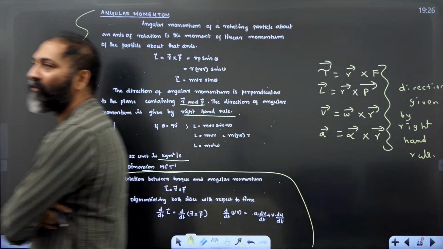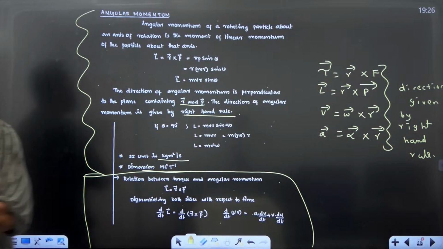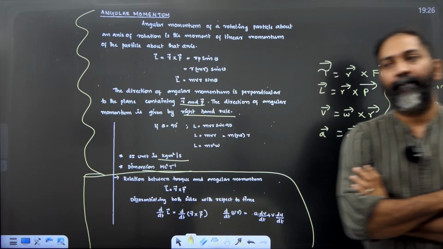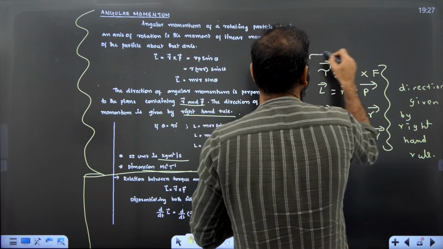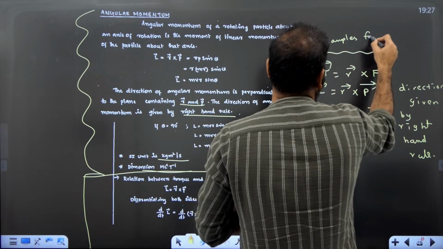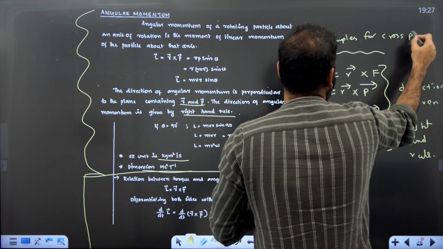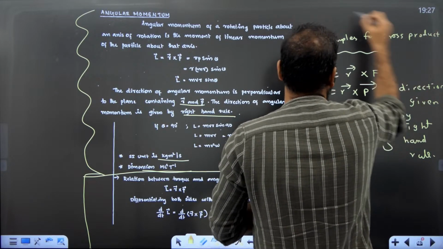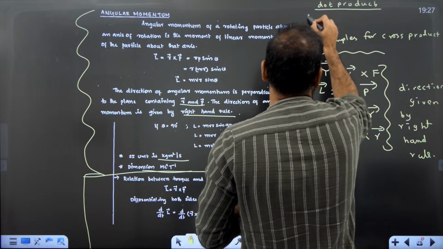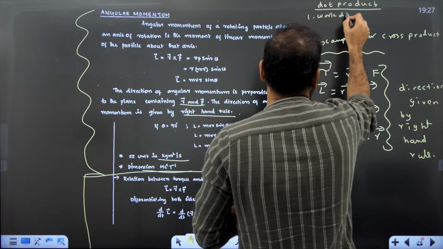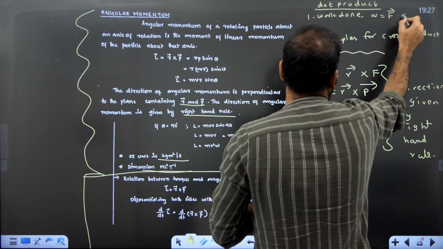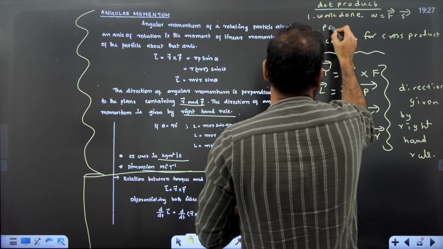Note the examples of cross product. All the cross product physical quantities' direction is given by right hand rule. What are the examples? These are examples for cross product. What are the examples for dot product? First one, work done, which is equal to F vector dot S vector. Power is equal to force vector dot velocity vector.